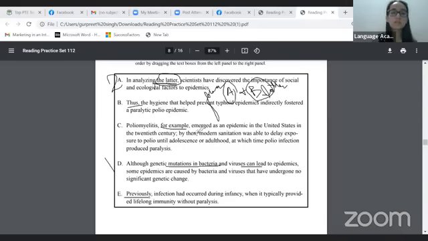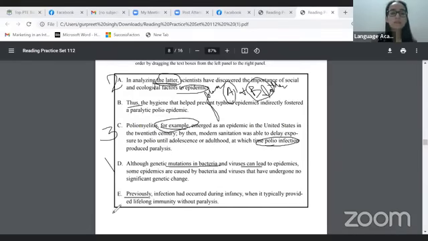And then the third sentence, where you have finished here, that they have discovered the importance of social and ecological factors to epidemics, all the epidemics in general. And then you give an example of one epidemic. So example always comes first. We are talking about epidemics, all of them, and then one example of an epidemic. Poliomyelitis, for example, emerged as an epidemic in the United States in the 20th century. By then, modern sanitation was able to delay exposure to polio until adolescence or adulthood, at which time polio infection produced paralysis. Now here we are talking about polio infection.